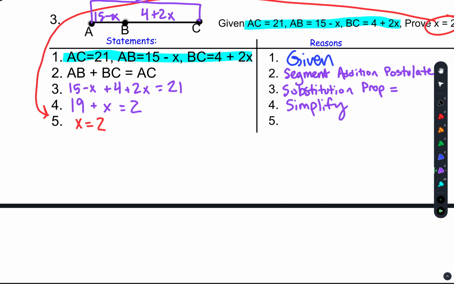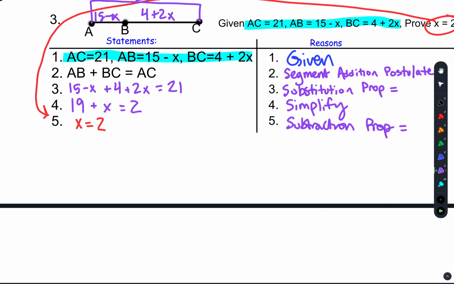And then how do I get to my last step? How do I get x equals 2? Casper? Yeah, subtracted 19 from both sides. Subtraction property of equality. Not too terrible. Everybody's still okay? Okay, move on. Next page.